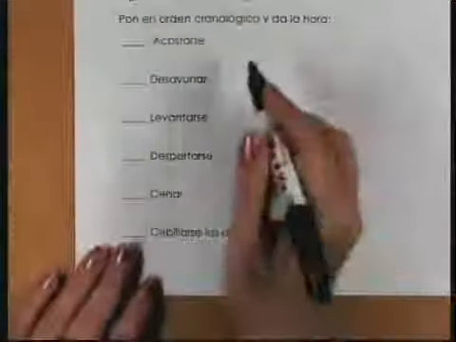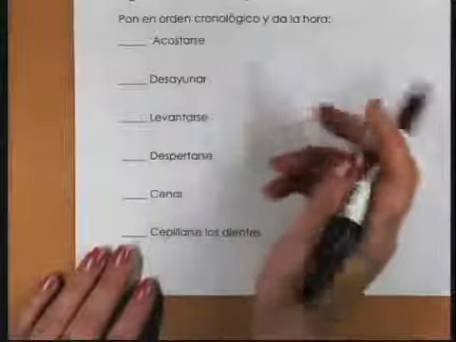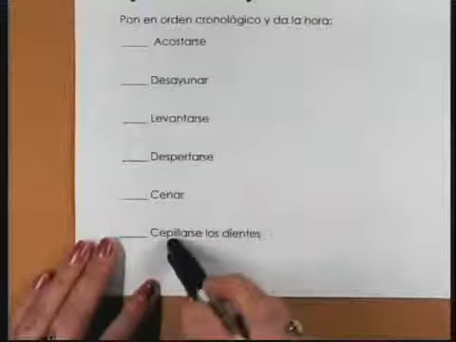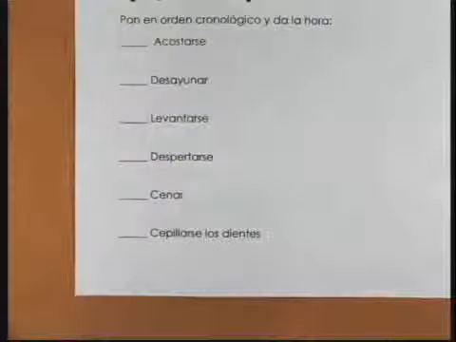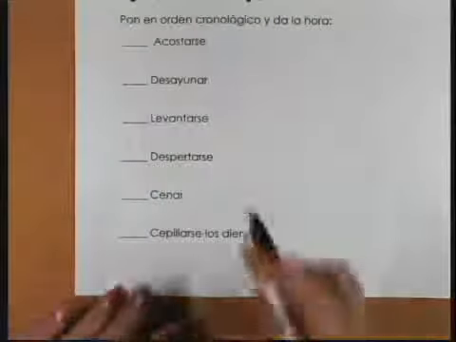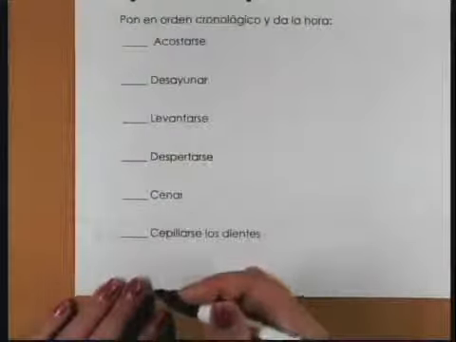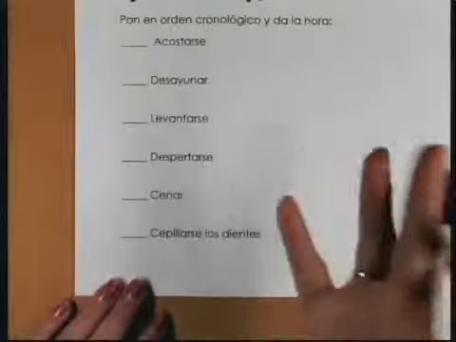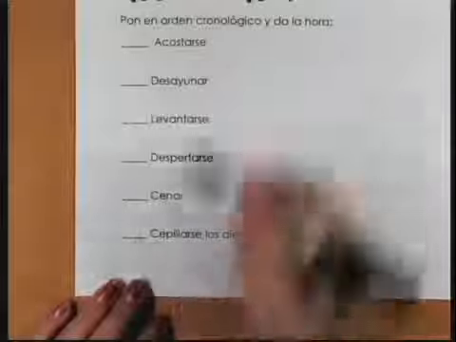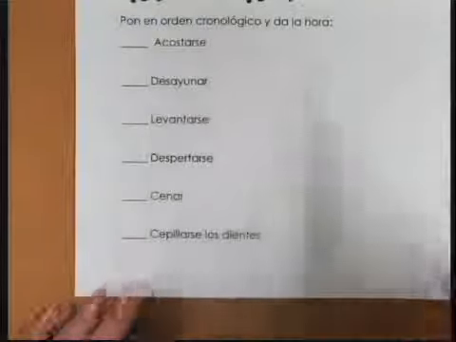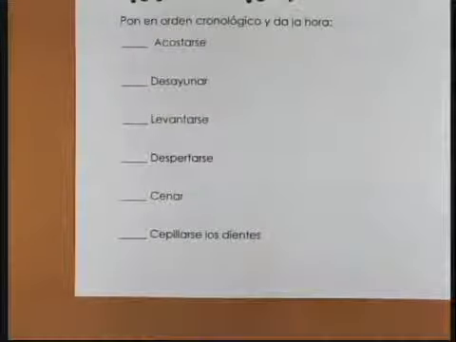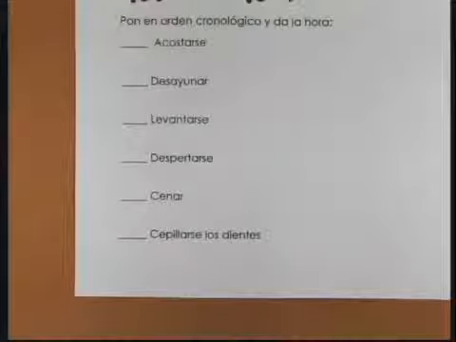Ahora, pon en orden cronológico y da la hora. You're going to put these in chronological sequence. These are things you do during the day. So there's a logical chronology to them. So 1, 2, 3, 4, 5, 6. You're going to put the number here. And then you're going to conjugate the verb and say what time you do that thing during your day, your daily routine. Okay?